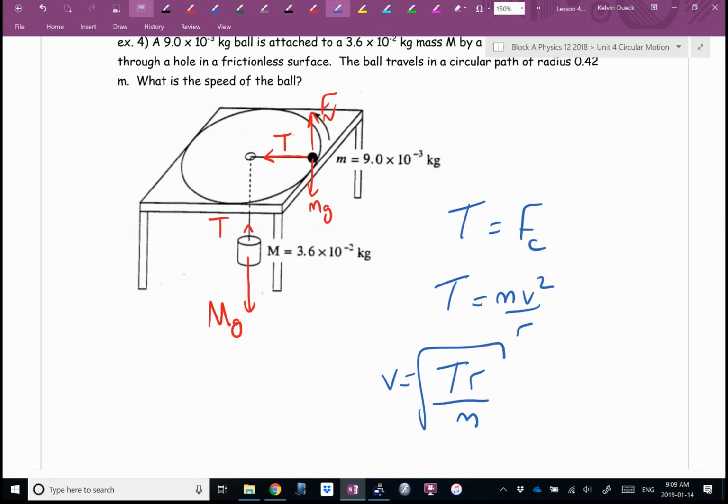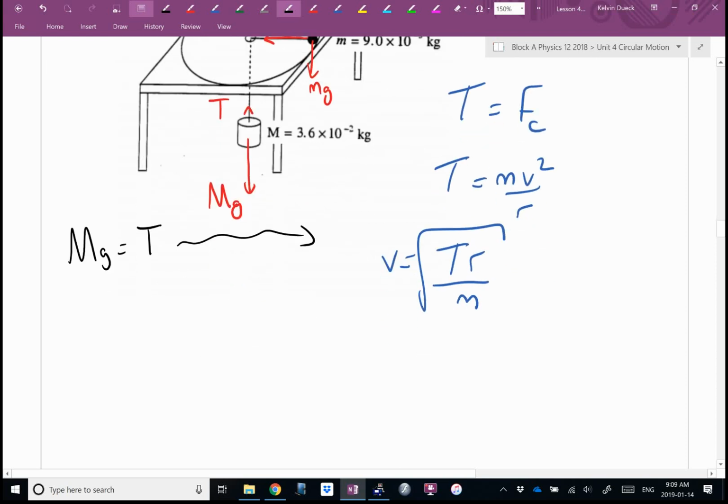Do I know R, the radius? Yeah. Do I know little m? Yeah. Do I know tension? Hey, there's another equation hidden in here, a vertical one. Here, is this thing moving up and down at all? No. So that must mean this is an equilibrium. I can say big Mg equals tension. And I can stick that in over here.